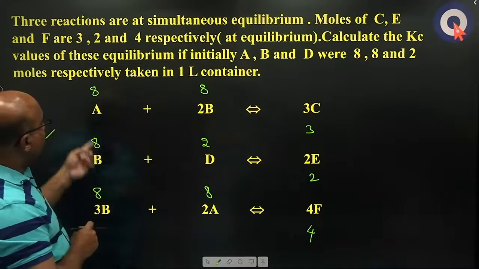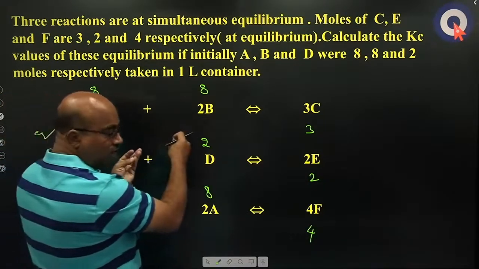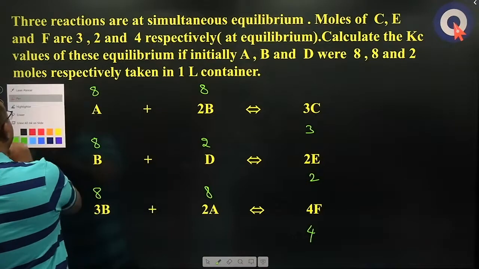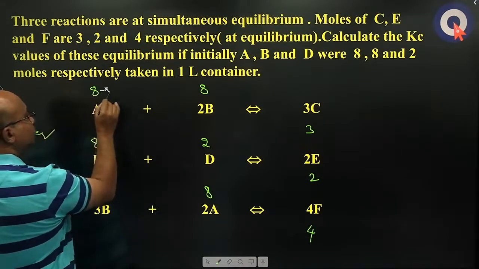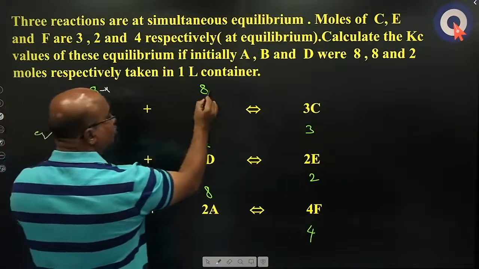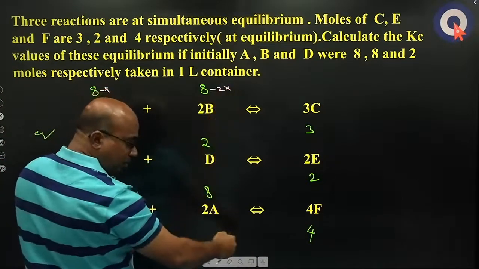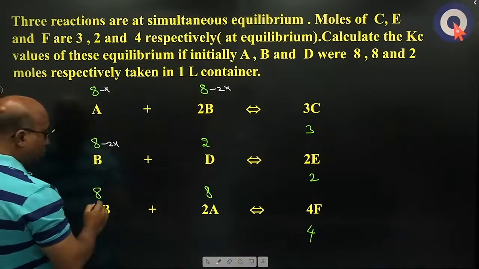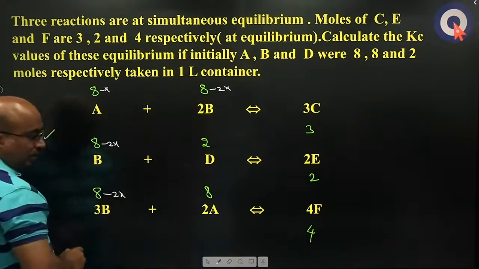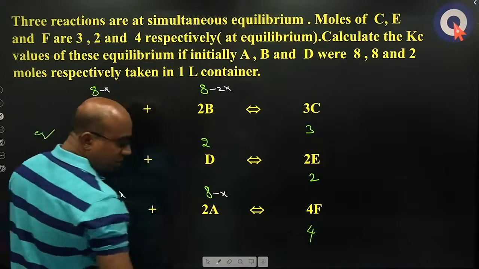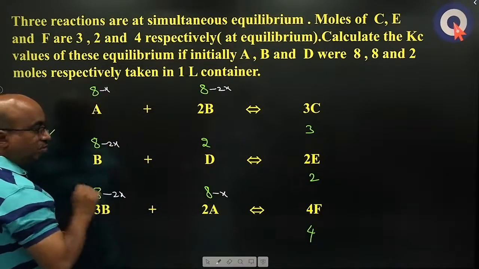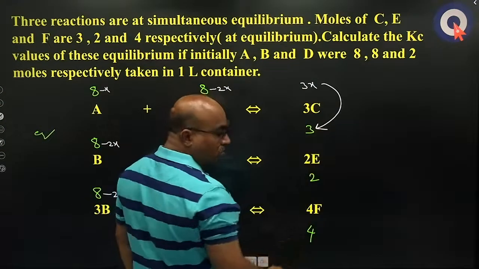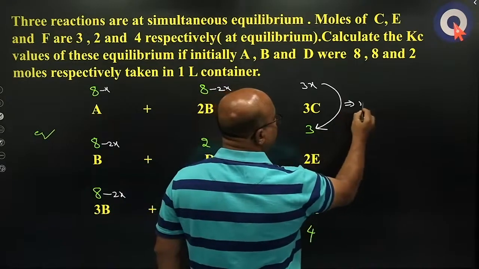Now for this reaction, some amount of A and B has to convert into C. How much will convert? Suppose we use a variable X here, say X will convert. Here also, how much has to be consumed? 2X has to be consumed. So simultaneously everything changes immediately: this becomes 2X, this also becomes 2X, and this becomes 8 minus X. Now, how much of this will you get? You will get 3X, which is nothing but equal to 3. So that means X is equal to 1.